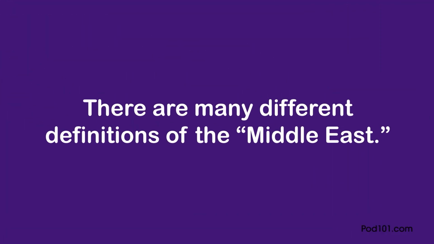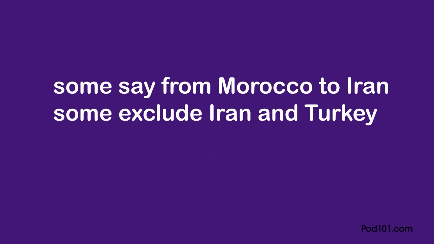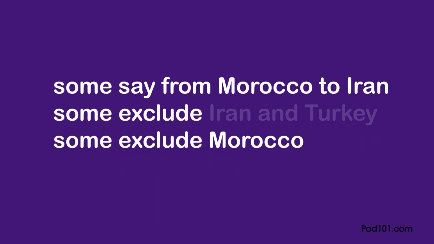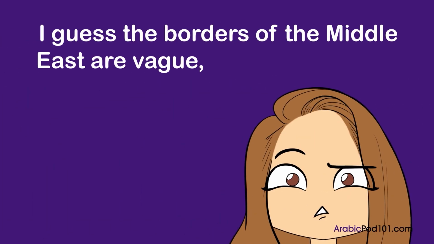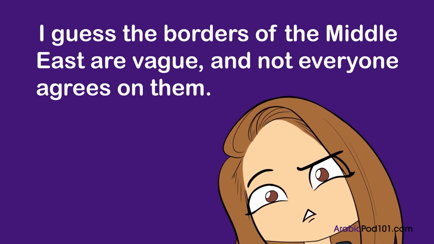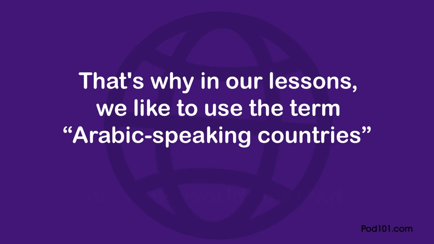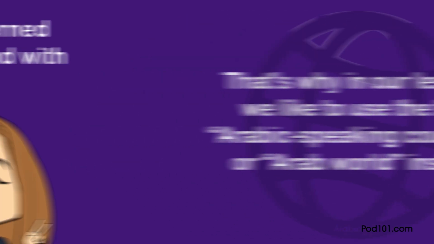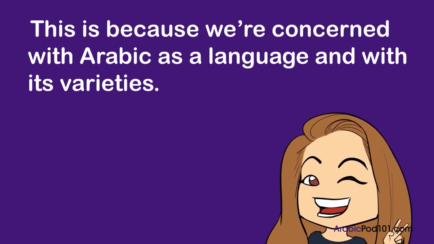There are many different definitions of the Middle East. Some say from Morocco to Iran, some exclude Iran and Turkey, some exclude Morocco, and some even exclude North Africa. I guess the borders of the Middle East are vague, and not everyone agrees on them. That's why in our lessons we like to use the term Arabic-speaking countries or Arab world instead. That's because we're concerned with Arabic as a language and with its varieties.